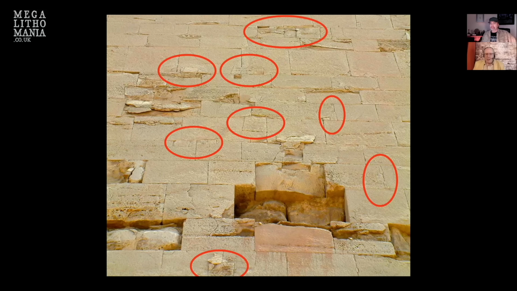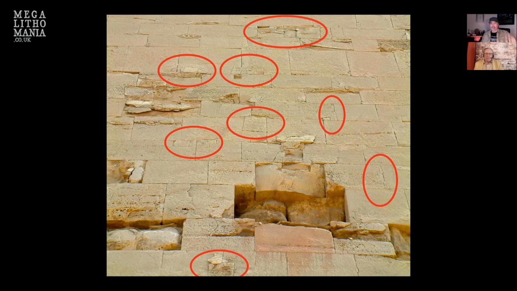And here's another piece. Again, you can see all of these repair blocks that have been put into the side of the pyramid. And the question is, when was this done? Because it's not been done in recorded history. We have no information on someone repairing this pyramid.